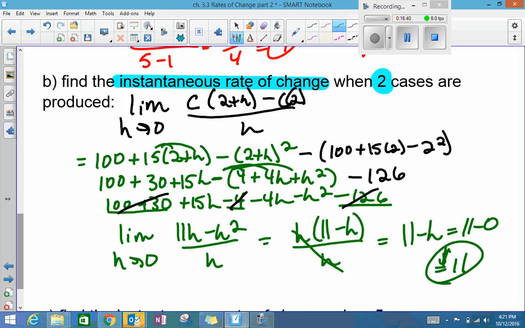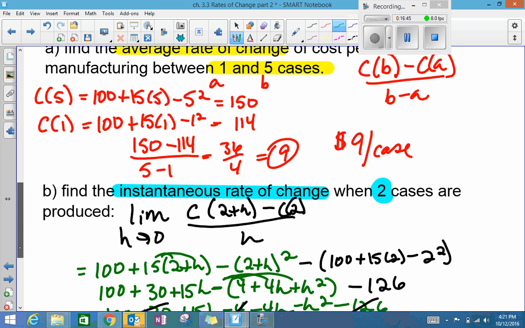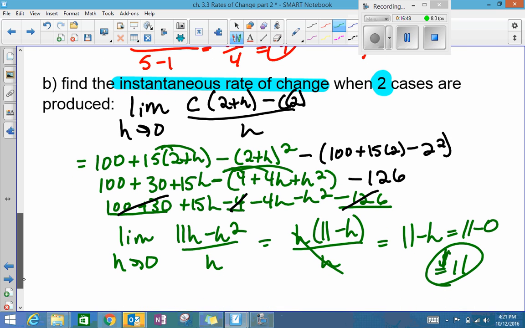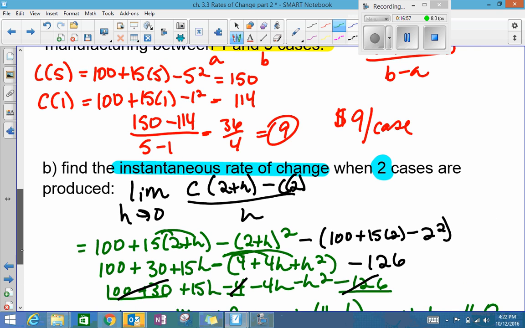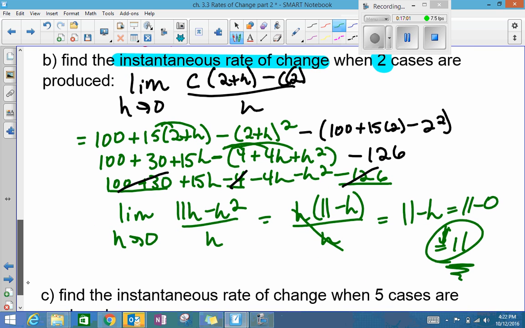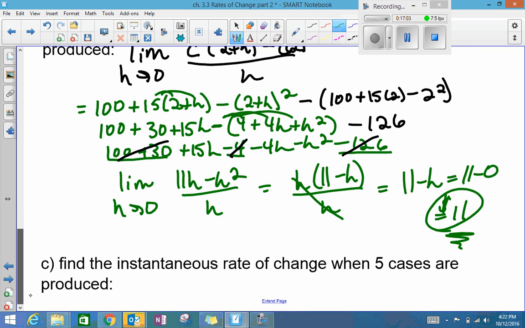which represents a cost of $11. So what this is saying is the average rate of change in the cost from 1 to 5 cases was $9 a case, but when we actually produced that second case, the cost was $11. So again, it averaged out amongst 4 cases to $9 a case, but the second case itself was $11. Now it asks us to do the same thing, instantaneous rate of change, when 5 cases are produced.